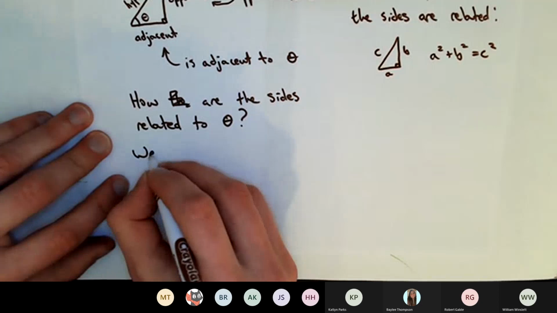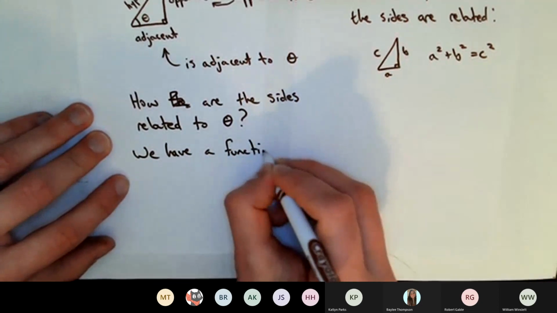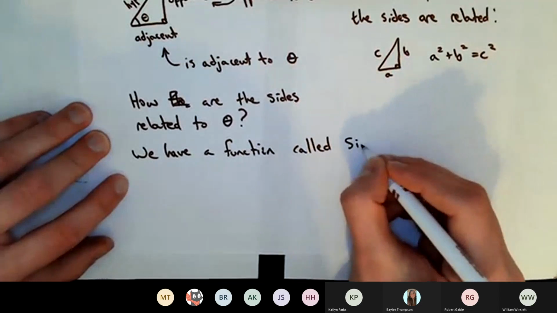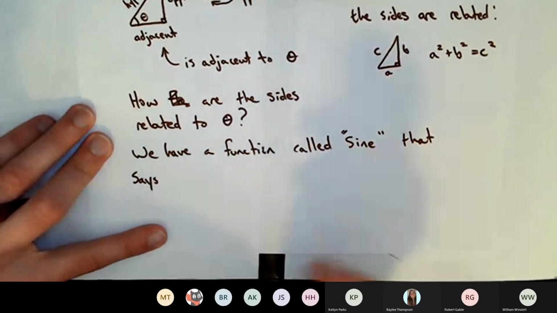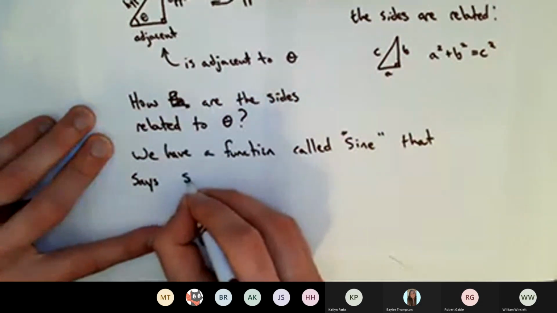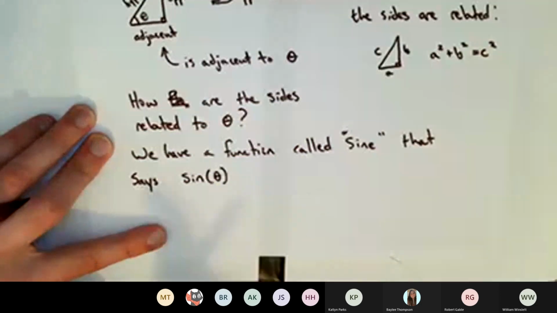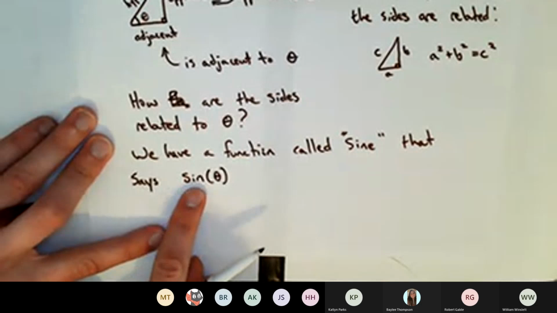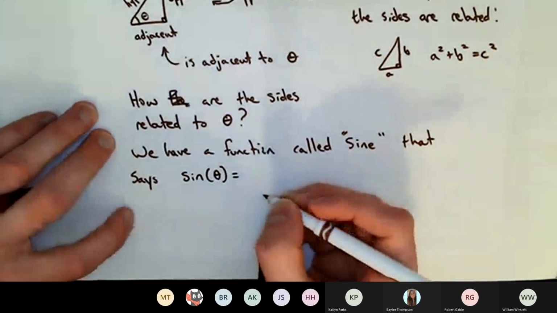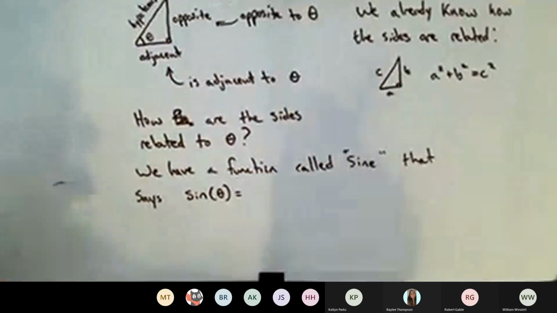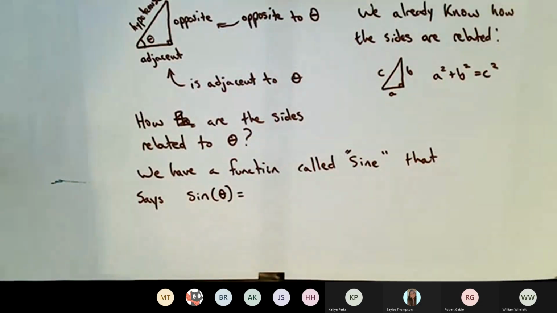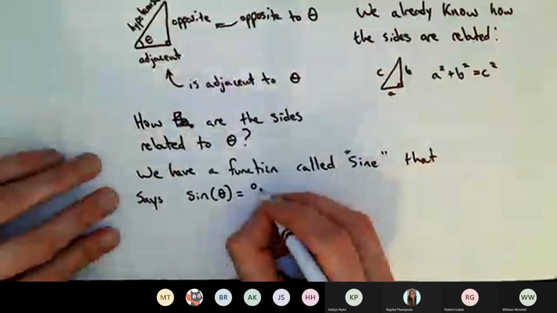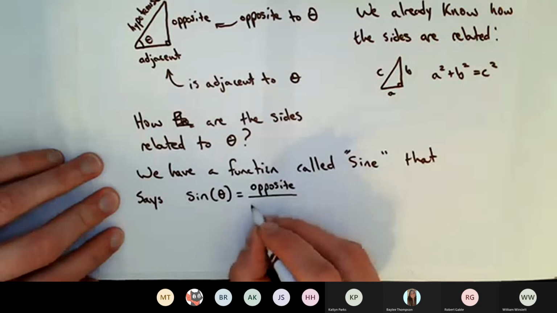Well, we have a function called sine that says sine of theta, so I'll put parentheses around theta to emphasize that that's the input of the function there, and we abbreviate with just sin, sine of theta is equal to the ratio. It's not equal to one of these sides. That would be too easy. If you had a function that said sine of theta and then it just gave you the length of one of the sides of the triangle, that'd be too easy, right? It gives you a ratio of two of the sides. And in fact, it gives you the ratio of the opposite side to the hypotenuse.